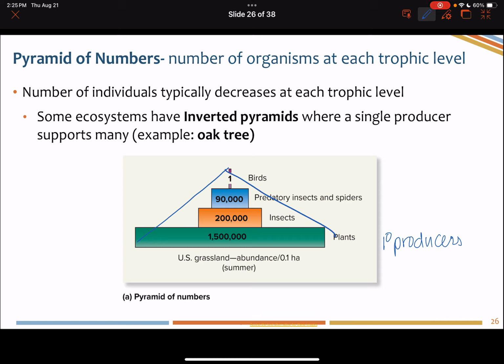There are some odd cases where we would see an inverted pyramid, meaning that one plant is supporting a community. For example, if we're looking at the community within an oak tree, we might have one oak tree that is supporting a whole bunch of insects. So for a pyramid of numbers, we might have an upside down one depending on the level of our community. But the larger the community gets, the wider the base is going to be because there are going to be more plants in that community supporting the higher trophic levels.